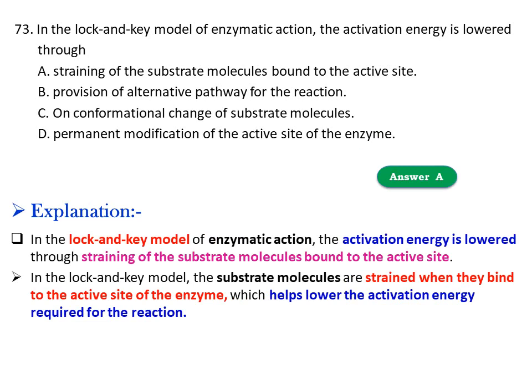In the lock and key model of enzymatic action, the activation energy is lowered through straining of the substrate molecules bound to the active site. In a lock and key model, substrate molecules are strained when they bind to the active site of the enzyme, which helps lower the activation energy required for the reaction.